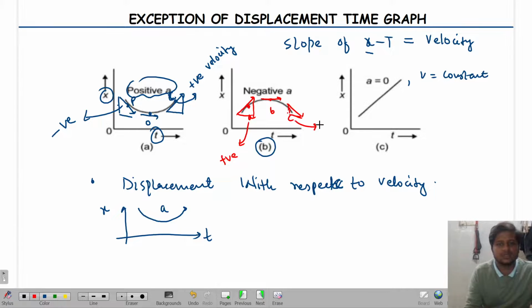At point C, the slope is negative. So try to understand what is happening here. Is a decrease in the velocity happening or not? First, I have a positive velocity. Then at point B, I have a zero velocity. Then at point C, I have a negative velocity.